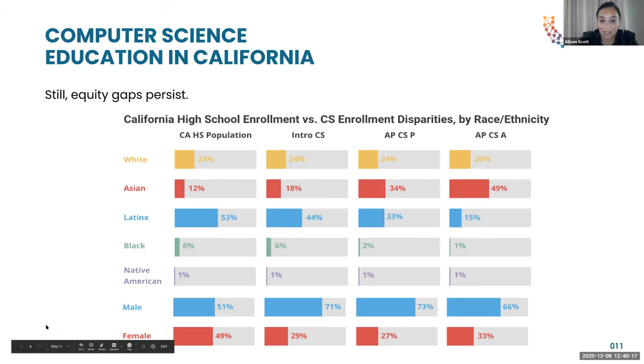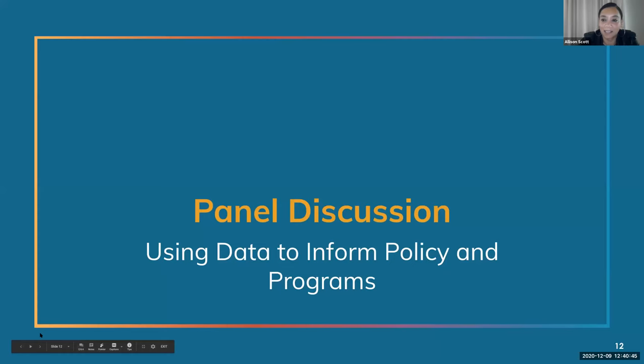So these data don't necessarily paint a complete picture. They give us some insights into positive trends and also remaining challenges in ensuring racial and gender equity in computer science in California. So now we are excited for this conversation to shift from the state level, which provides this broad overview, and to be joined by our two guest panelists who are working at district and community levels to improve equity. And they'll have an opportunity to tell us a little bit about how they use data, some of the promising practices and existing challenges that they are seeing.